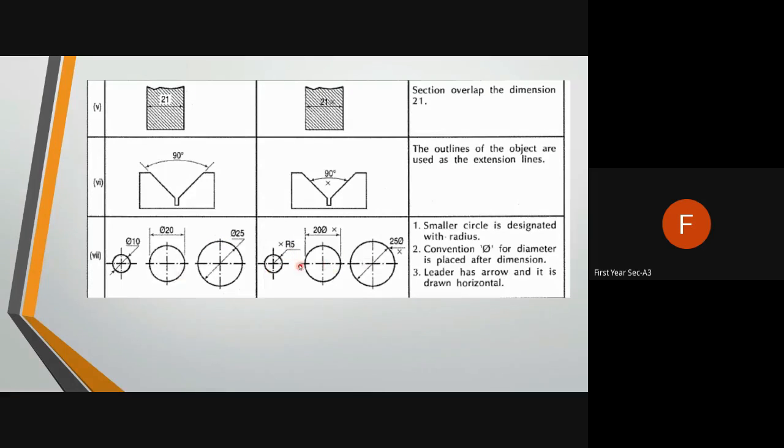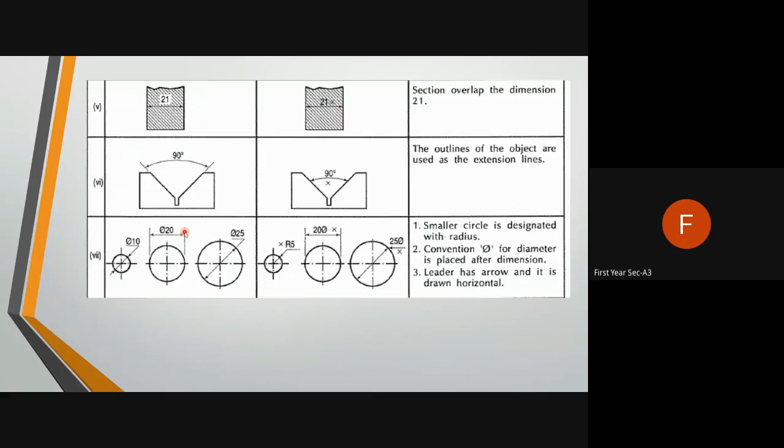ओके, देन ये 200 ये इस तरह से नहीं आता है. 5 पहले आएगा, फिर बाद में ही आता है. ऐसे 200 दिख रहा है, वो 520 आना चाहिए. इधर भी 5 पहले आना चाहिए. So 5 is placed after dimensions. Leader has arrow and it is drawn horizontal. सो ये छोटी छोटी चीजें होती हैं, तो आपको याद रखना पड़ता है कि डायमेंशन देना है रेडियस या 5, तो वो पहले लिखना है.